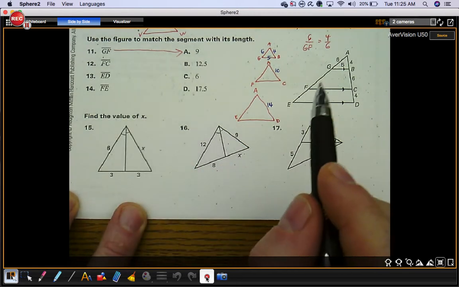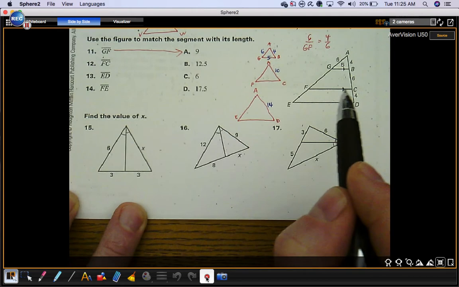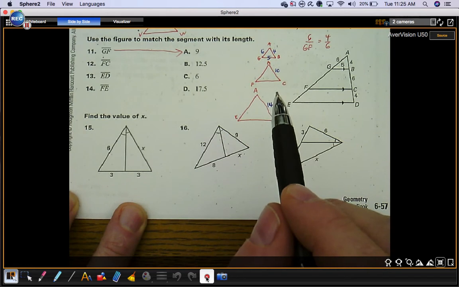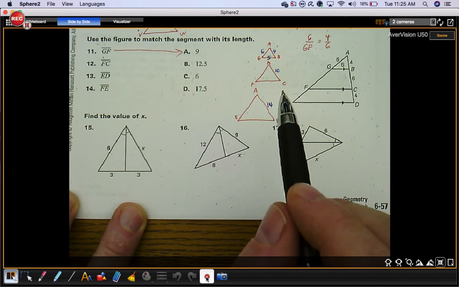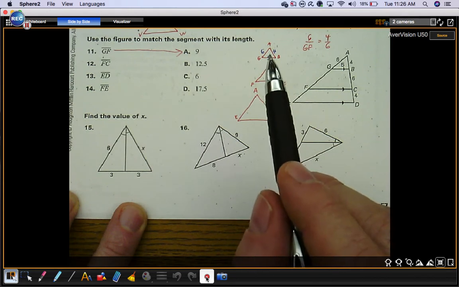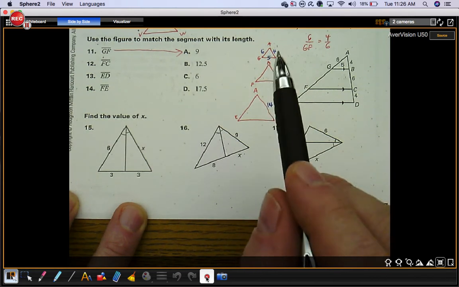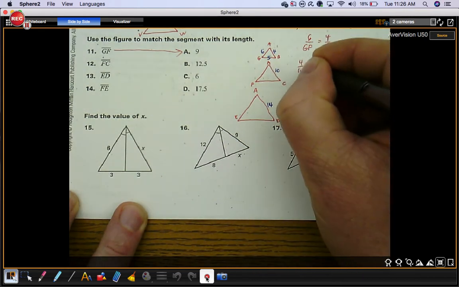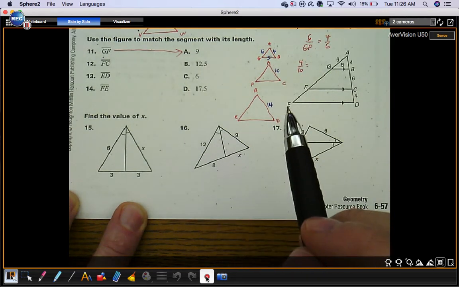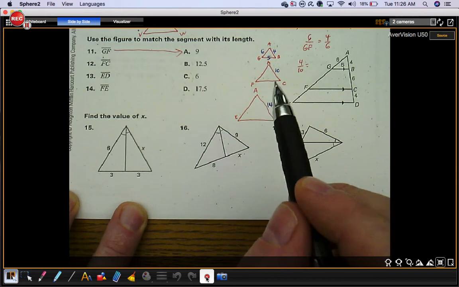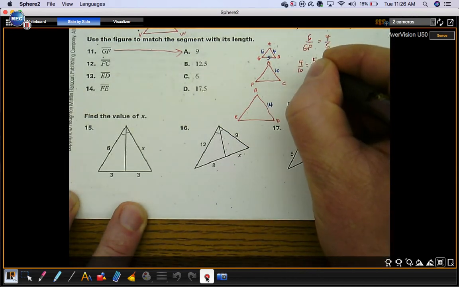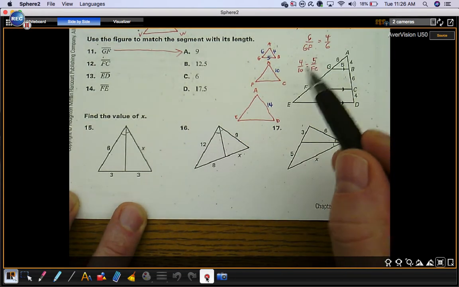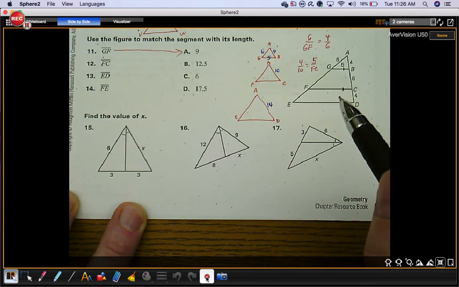Let's find the distance from F to C. Now here's what you got to watch. F to C is an entire side of this medium-sized triangle. That's this guy. So what you don't want to do is compare him to part of a side of another triangle. So look at the little triangle and look at this medium-sized triangle. Compare the corresponding parts. 4 to 10. That's the same thing as 5 to the thing that you want. Then you're going to cross multiply, solve for the distance from F to C. 10 times 5 is 50. 50 divided by 4 is 12.5.